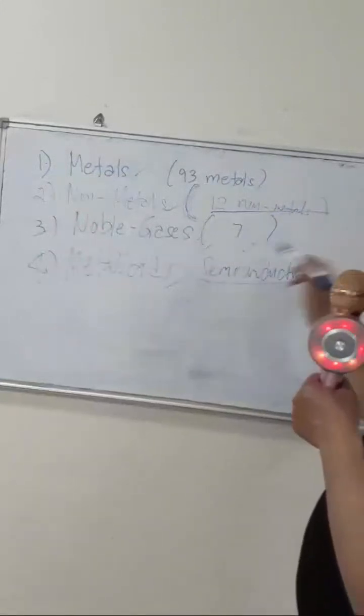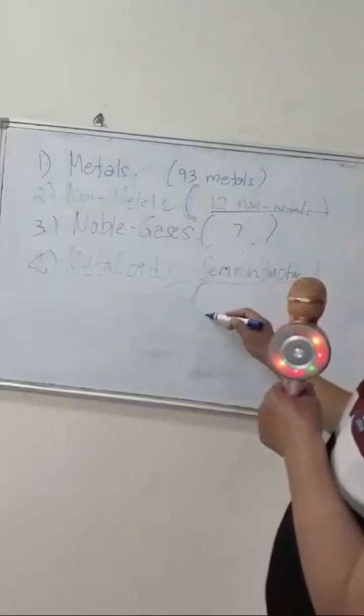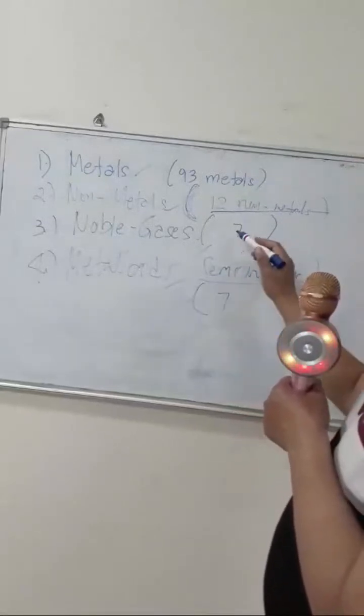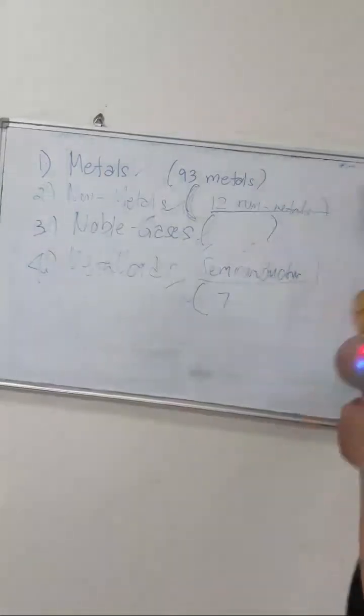How many metalloids or semiconductors? 7. Noble gases, it's 6 only, except for the last one. Even though they're in the same group, this is the only one not noble. It's at the end. It is artificially prepared, with a very high atomic number, 100 plus. That's why it's not included.